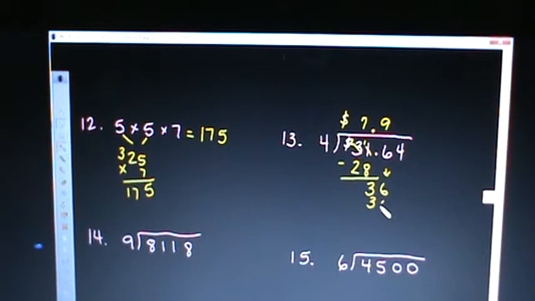9 times 4 is 36. Bring down my 4. 4 will go into 4 1 time. 4 times 1 is 4. So 0 remaining. So that is $7.91.